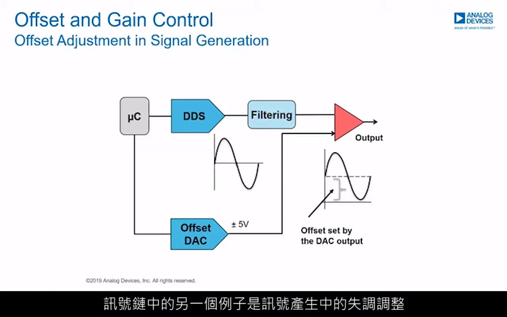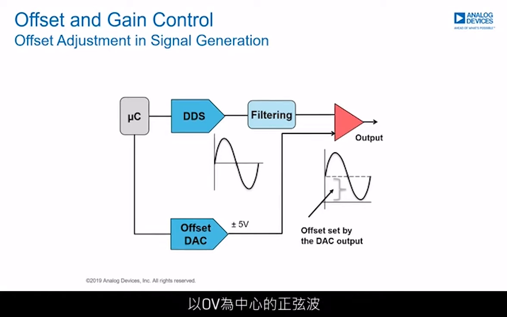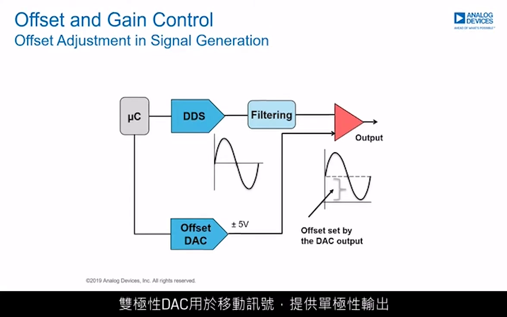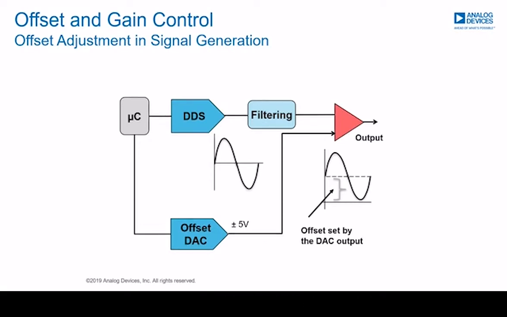Another example within a signal chain is an offset adjustment in signal generation, where a direct digital synthesis product might be used to provide a sine wave which is centered around 0 volts, and a bipolar DAC is used to shift the signal and provide a unipolar output. A bipolar DAC is used here as it provides users with the option to offset the signal in either direction, thereby providing greater flexibility.